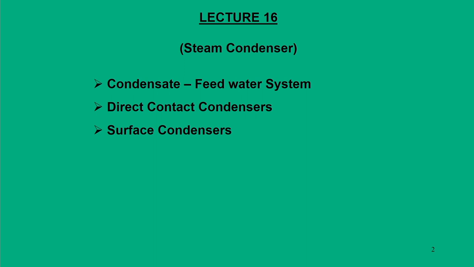We are in the MOOCs course Power Plant System Engineering, module number 2, that is Vapor Power System Part 3. In today's lecture, our main focus would be on steam condenser. Under this heading, we will try to discuss the following components, that is condensate and feed power systems. Then we will talk about two types of condenser, one is the direct contact type, the other is the surface condenser. Both the condensers will be discussed exhaustively in this lecture.